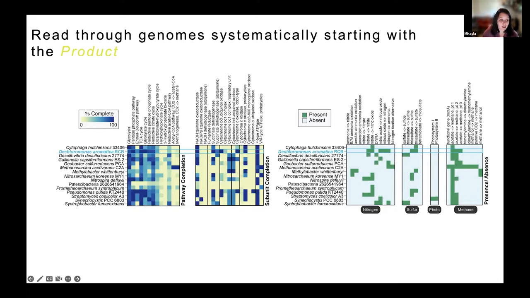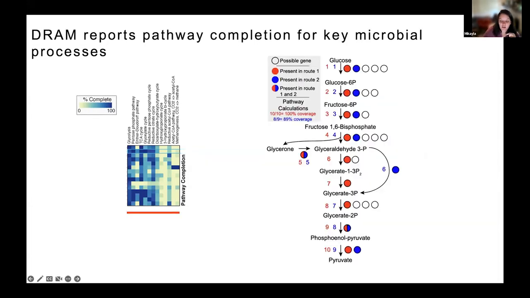And so if we think about this product heat map, each one of these has a different completion metric: pathway completion versus subunit completion versus presence absence. For pathway completion, this considers alternate genes and pathways. It then gives you the percent coverage of the path with the largest percentage of genes present. So here we're looking at glycolysis, and we can see that we have 9 or 10 steps depending on the route. There's a blue route and a red route, and DRAM will calculate all the routes and then report the coverage for the path with the largest completion number in this pathway completion heat map.